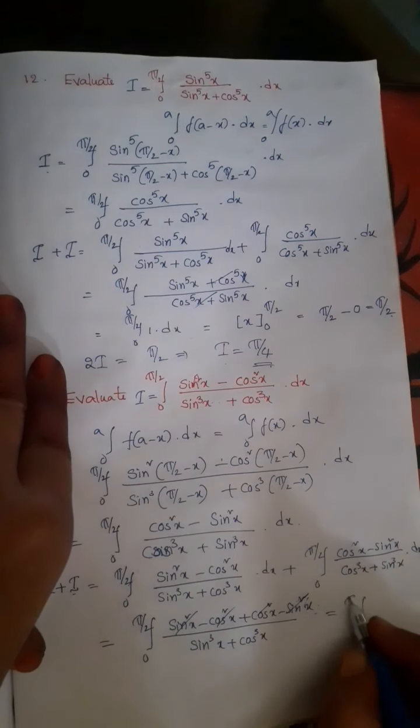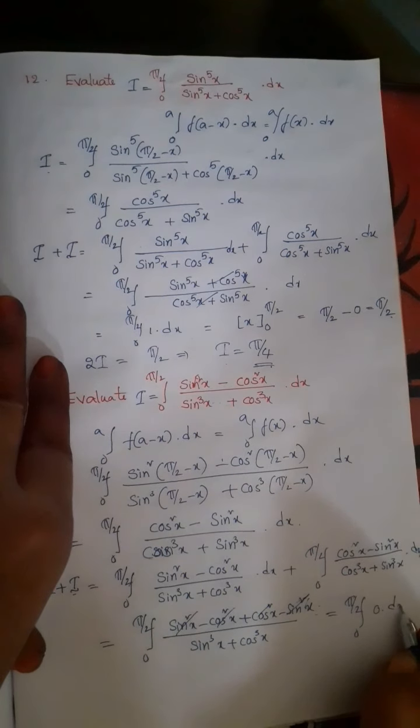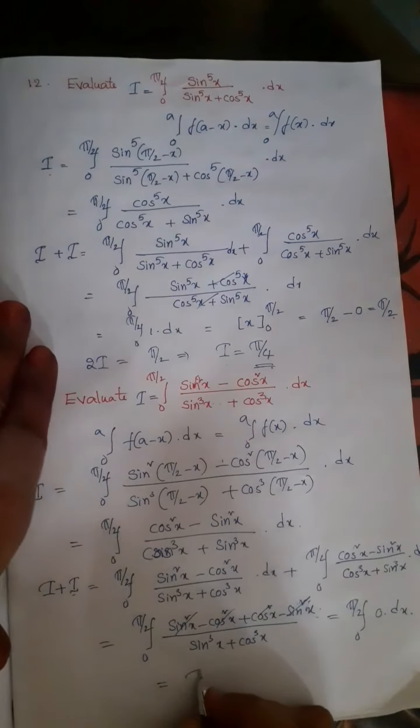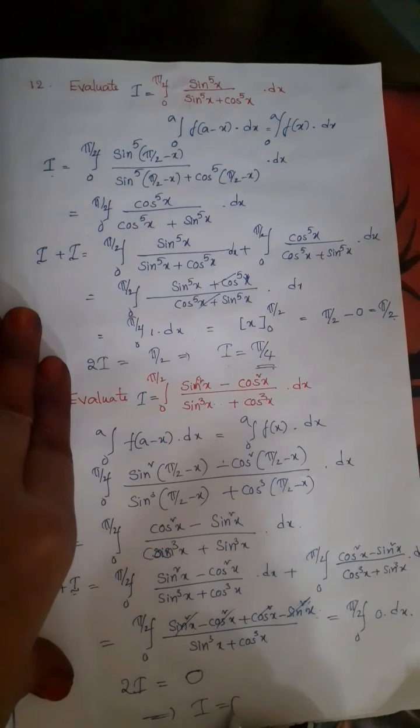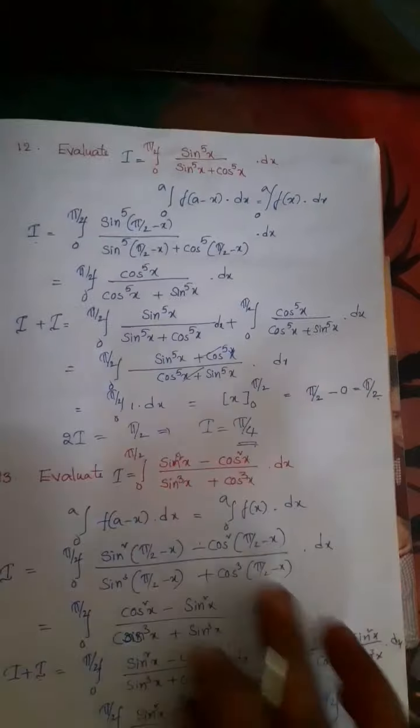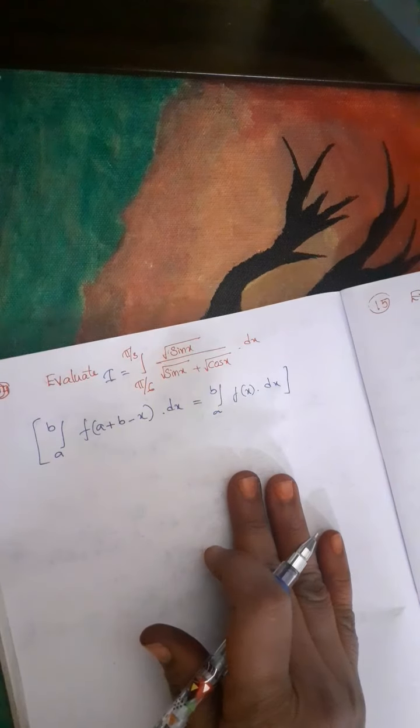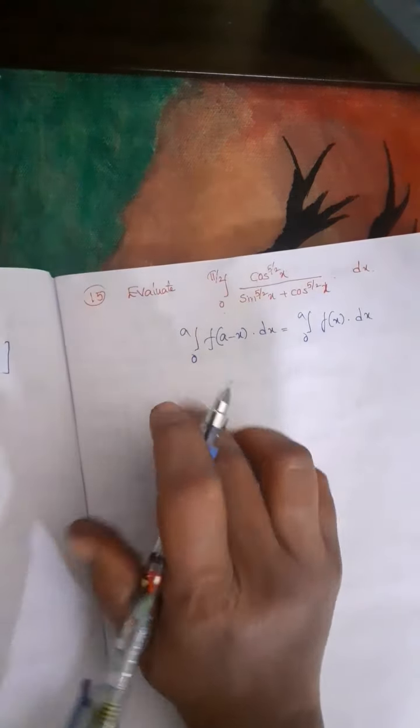So this value is 0. So the integration from 0 to pi by 2 of 0 into dx, the answer is 0. 2I is equal to 0, that implies I is equal to 0. So in the same way you can solve this question.